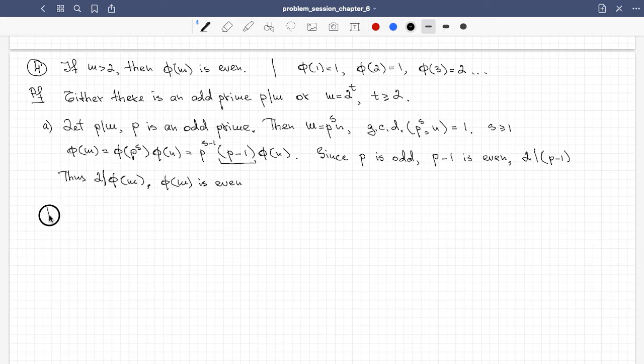Another case we still have to consider, because it may happen that no odd prime divides m. Then m is a power of 2, and the power is at least 2 because m is bigger than 2. Let us calculate phi of m in this case. We know how to calculate phi over a power of a prime. We did that, we have it somewhere.